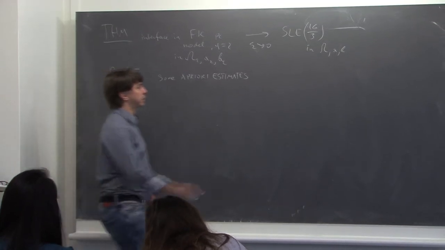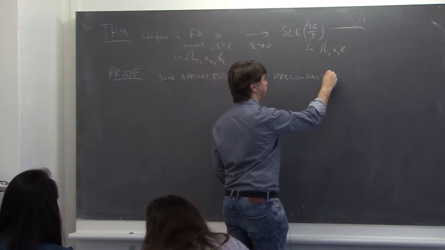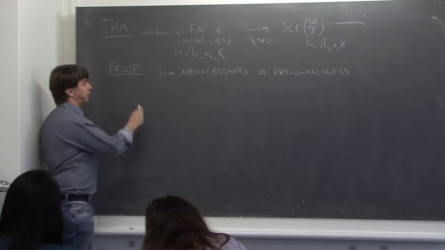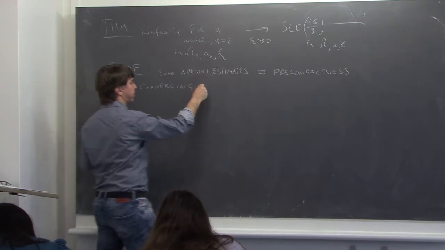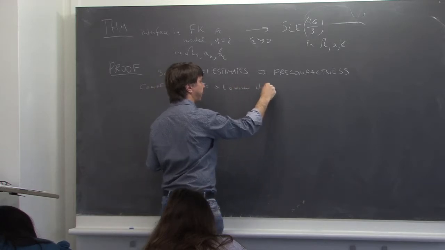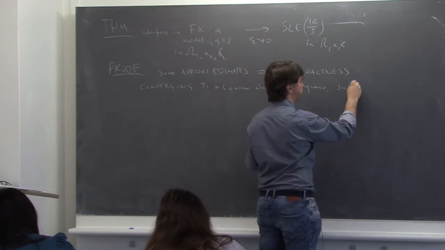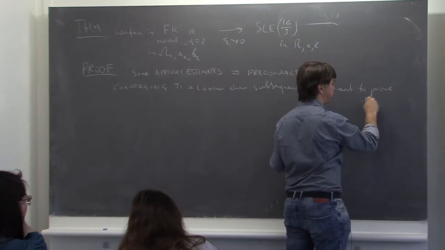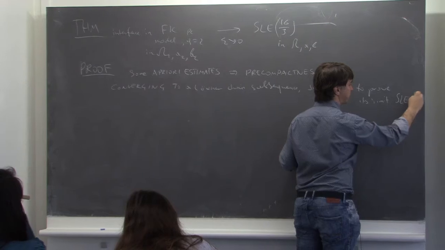Some a priori estimates imply precompactness, so we can choose a subsequence converging to a Loewner chain, and it's sufficient to prove its limit is SLE 16/3.